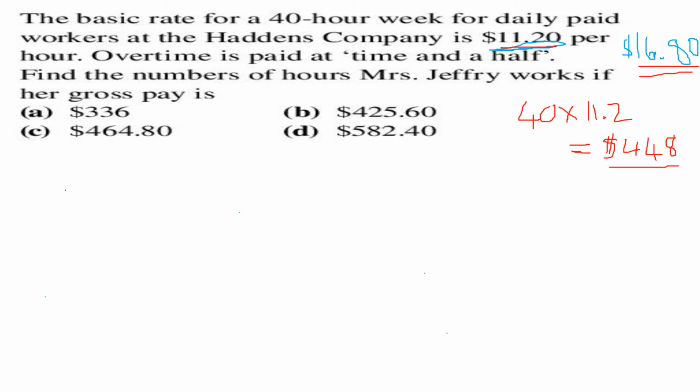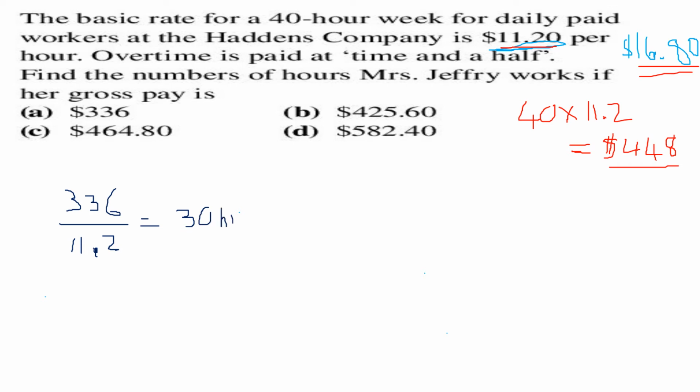So in this case we have $336 divided by 11.20. That is how we get to know how many hours she worked this week. So that is 336 divided by 11.20. And according to my calculator, this week she worked for 30 hours.